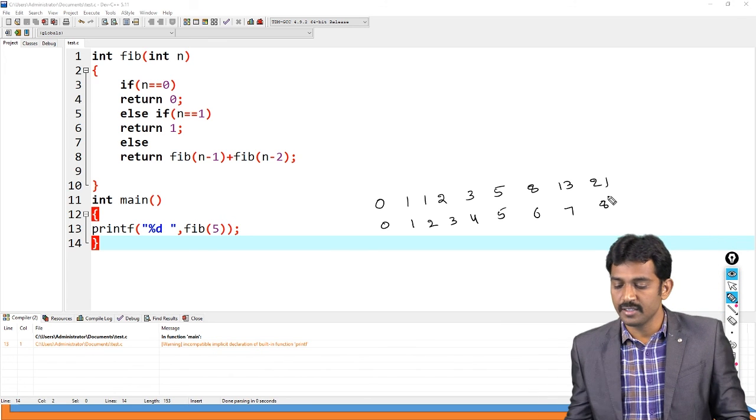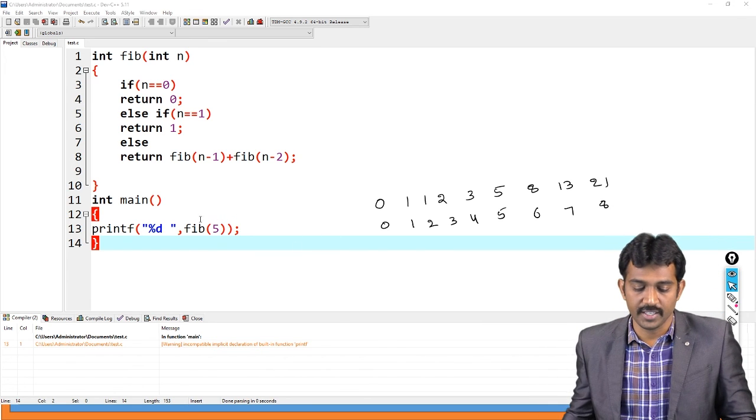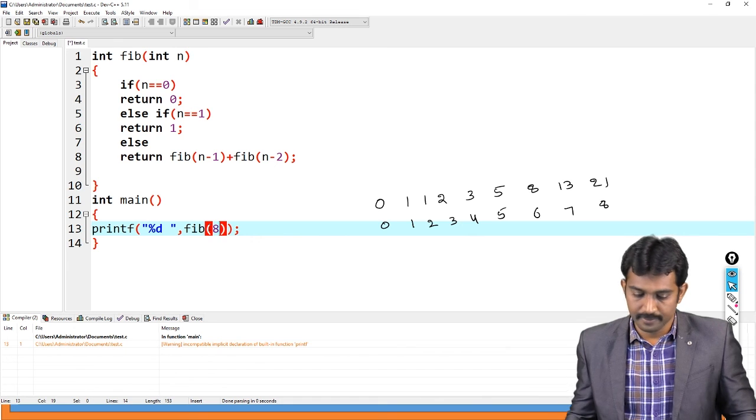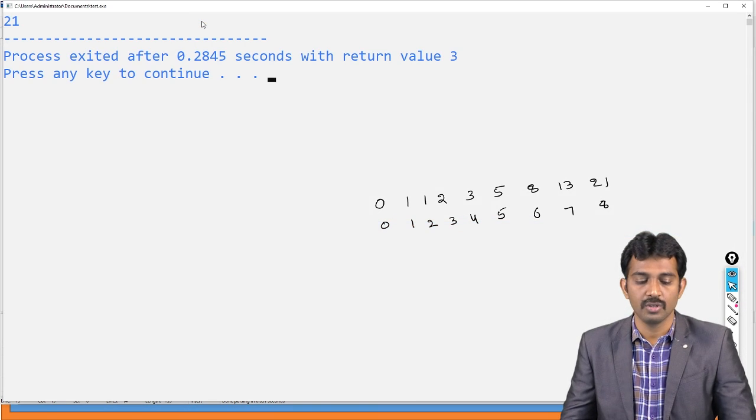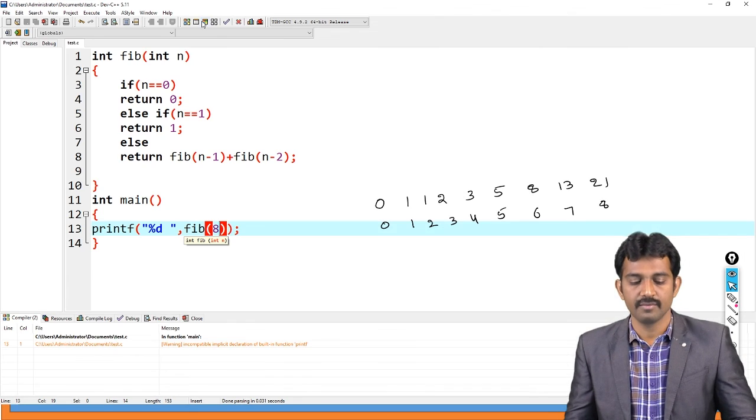Let us check with 8. Does it work fine or not? If you run this code, we get 21. Got it? It's a Fibonacci with recursion.